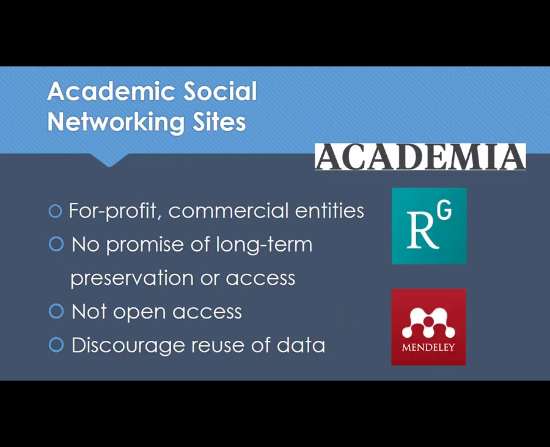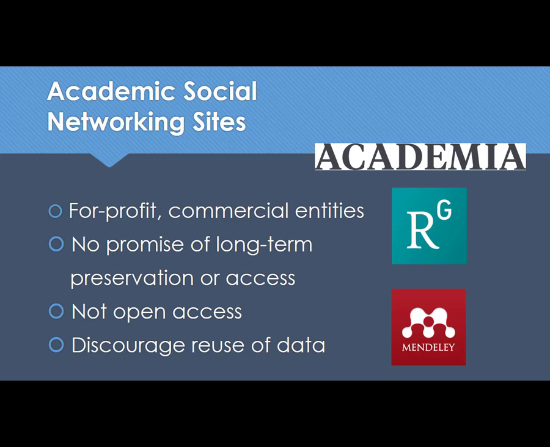A third type of repository that has become popular in recent years is the academic social networking site, the most well-known examples being Academia, ResearchGate, and Mendeley. There is, however, a big difference between these types of platforms and institutional or subject repositories. Like other social networking sites, they are created by commercial entities that are motivated mainly by profit, as opposed to repositories run by nonprofit educational organizations and government agencies. Since these services depend on profits to continue operating, they make no promise of long-term preservation or access to the content that authors submit.